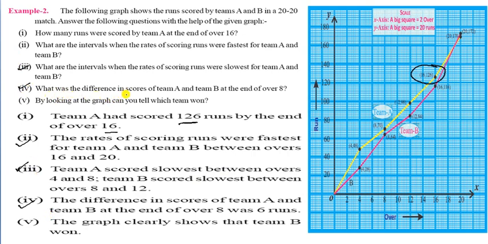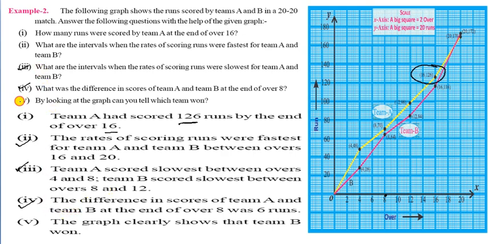What was the difference in score of team A and team B at the end of the over 8? Over 8 is happening here. So you can see here it is a very minute difference. So you can see here the difference in the score of team A and B at the end of the 8 over, that is the 6. That distance is 6 only. So you can see here only graph on graph.